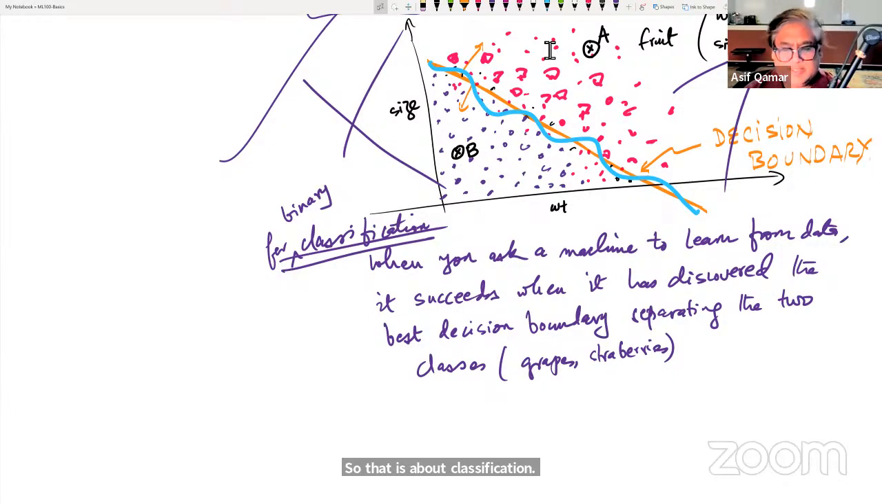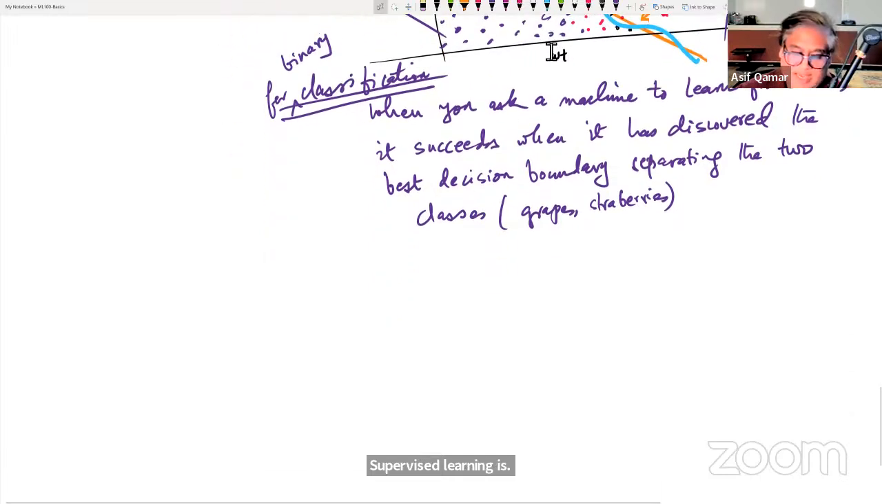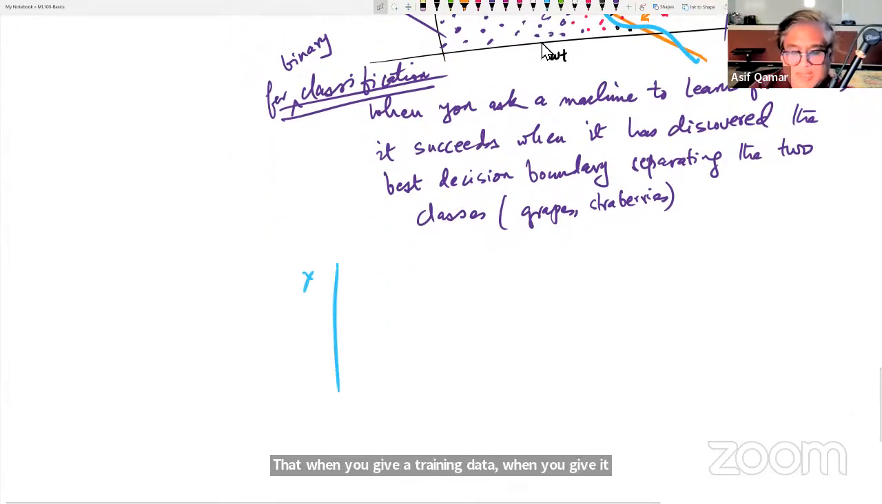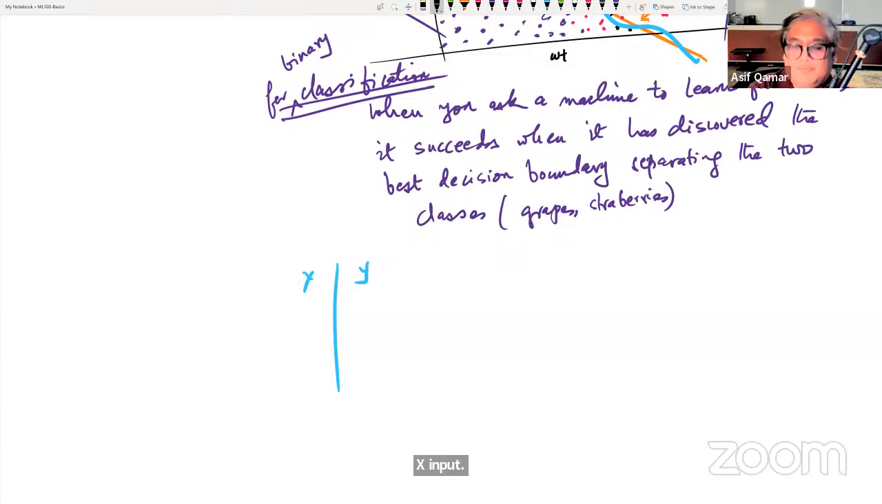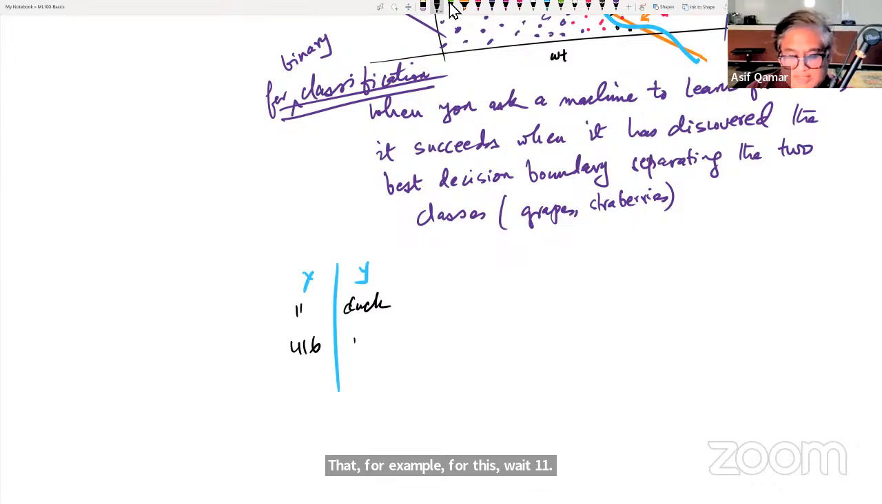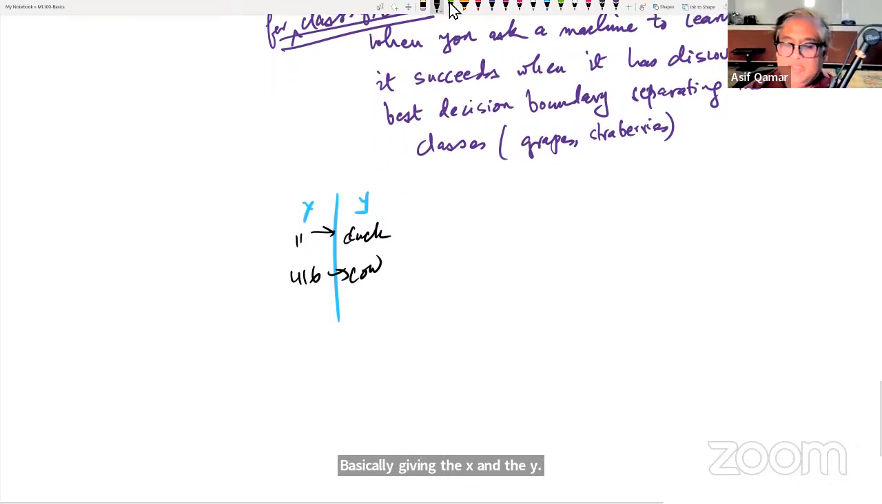Classification and regression come under a form of learning that is called supervised learning. Supervised learning is when you give it training data, X input and Y. You say, for example, for this weight 11, it's a duck. For 416, it's a cow. You're giving the X and the Y.